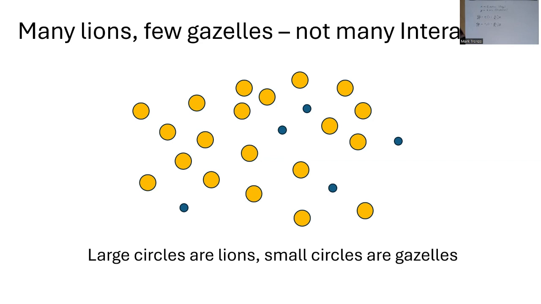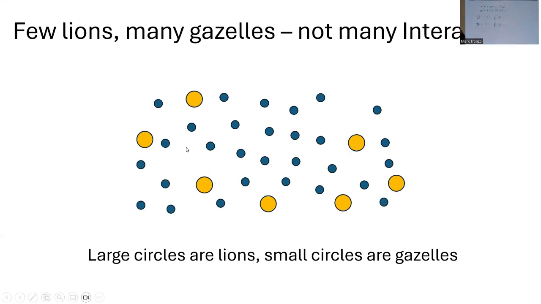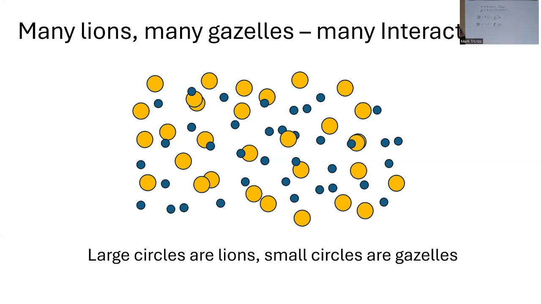So it depends upon how many gazelles and lions there are. Again, few gazelles, not many interactions. Same thing if you have a few lions and many gazelles. Once again, there's not going to be too many interactions. On the other hand, if you have many lions and many gazelles, then they're going to be coming across each other a lot. There's going to be many interactions, etc.